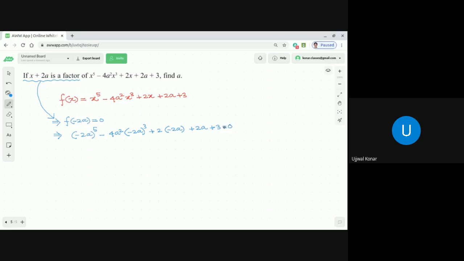All we need to do is find the value of a from here. That's it. So, sir, is a equal to 3 by 2? I can check it. Yes, a is equal to 3 by 2. Correct. Yes, sir. Okay. Thank you, sir.